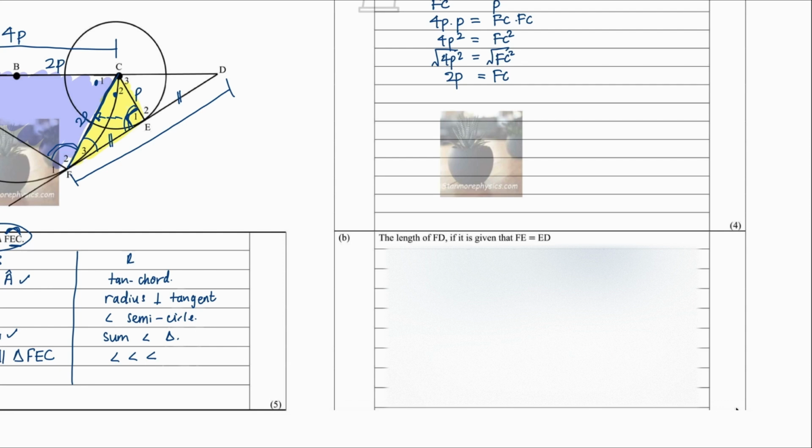P squared is equal to FE squared, which means that FE is equal to the square root of P squared. So FE is equal to P. So if FE is P, then ED is P. Therefore, we can say that FD is going to equal P plus P, which is 2P.